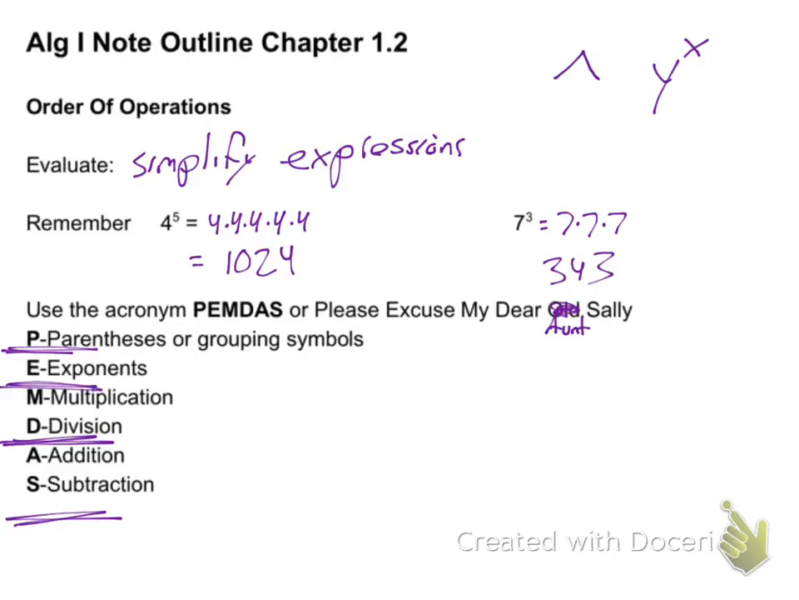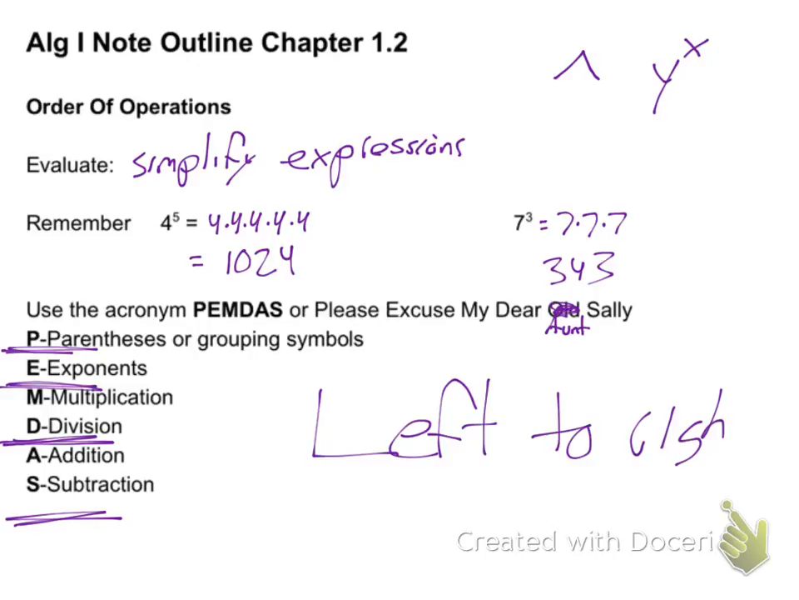Now, the one thing I don't have on here is you always work from left to right. You want to go from left to right. So therefore, when I'm doing my multiplication, division, and my addition and subtraction, I will look from left to right, left to right, left to right. Same way you read it, right? Keeping things as simple as possible.